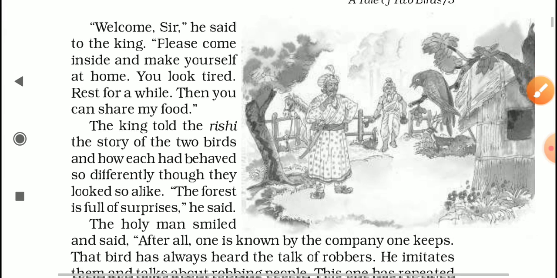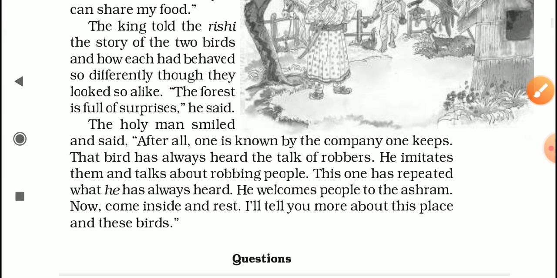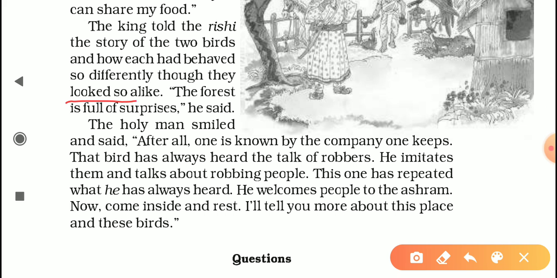The king told the rishi the story of the two birds and how each had behaved so differently, though they looked so alike. So, just like in the beginning of the story, I have told you about homophones, words which sound alike but meanings are different. Here we see two birds who look alike but their behavior is very different.